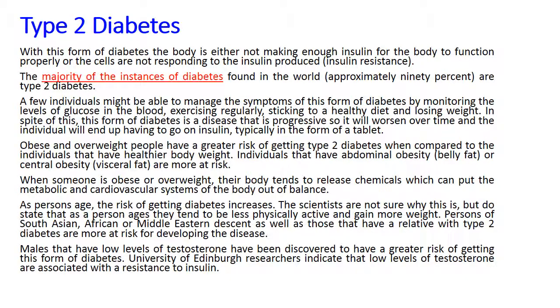Now, type 2 diabetes. With this form of diabetes, the body is either not making enough insulin for the body to function properly, or the cells are not responding to the insulin produced, which is known as insulin resistance. The majority of instances of diabetes found around the world, approximately 90%, are type 2 diabetes. A few individuals might be able to manage the symptoms of this form of diabetes by monitoring their levels of glucose in the blood, exercising regularly, sticking to a healthy diet, and losing weight.